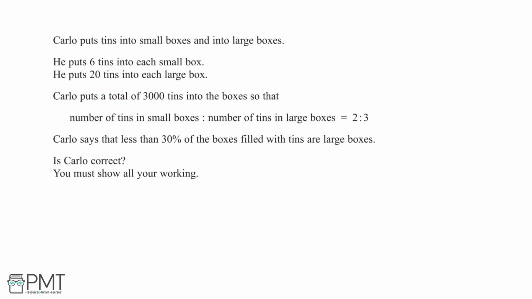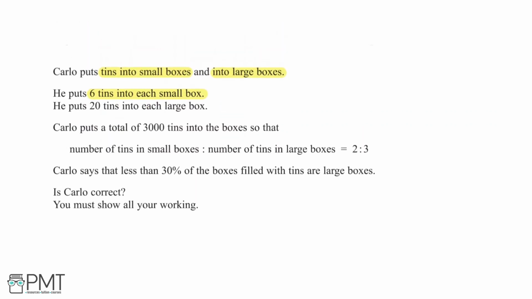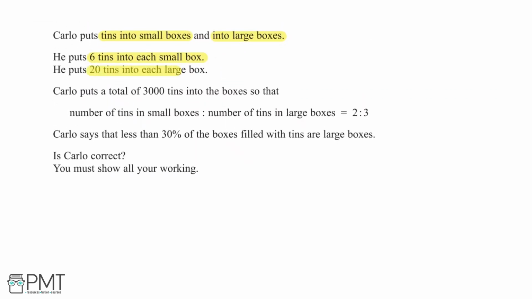We are told Carlo puts tins into small boxes and into large boxes. He puts 6 tins into small boxes, and 20 tins into large boxes. Carlo puts 3,000 tins into the boxes so that the number of tins in the small boxes to the number of tins in the large boxes is 2 to 3. Carlo then says that less than 30% of the boxes filled with the tins are large boxes. Is he correct? And we must show our working. This question is worth 5 marks.